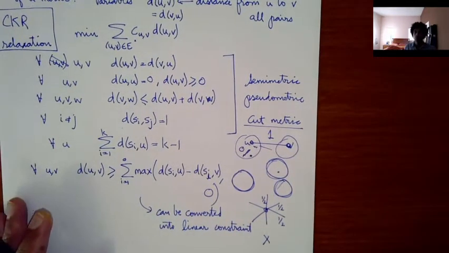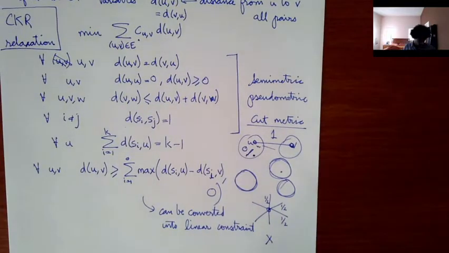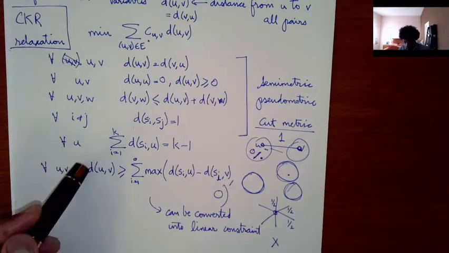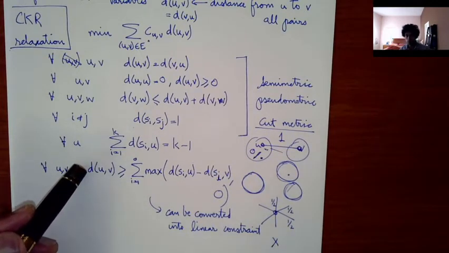Any questions about this relaxation? Any questions? Yeah. Going on with the last two constraints, I missed that. Do we impose those additionally to the previous ones? Yes, we're adding these constraints in.